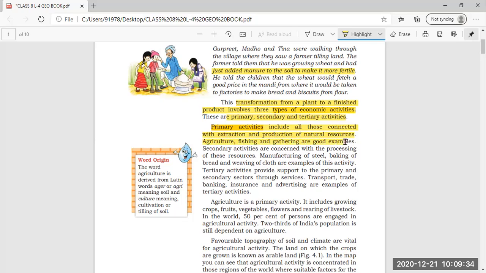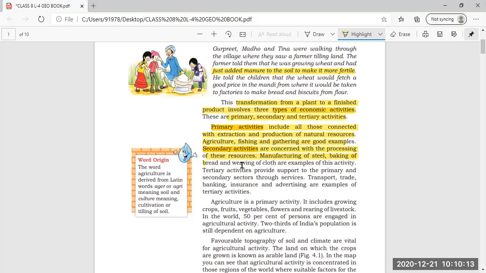Examples of primary activities are agriculture, which means to grow the crops, fishing, to catch fish, and gathering, to gather fruits and vegetables. They are examples of primary activity. Then secondary activity. This was all about primary activity. Now secondary activity is concerned with the processing of all these resources. That is, manufacturing of steel, baking of bread, and weaving of cloth are examples of this activity.